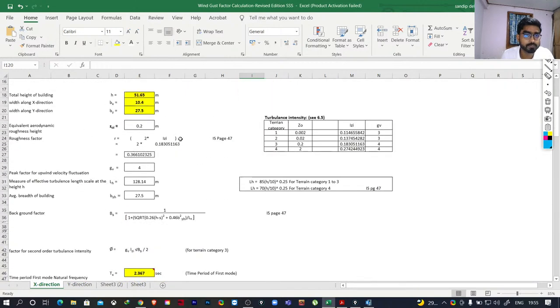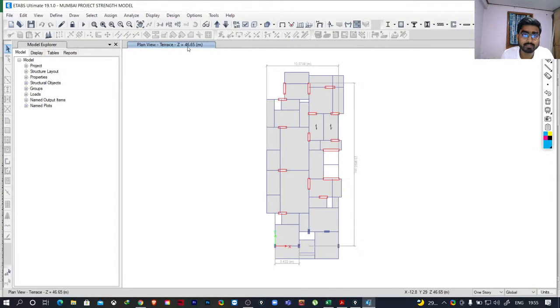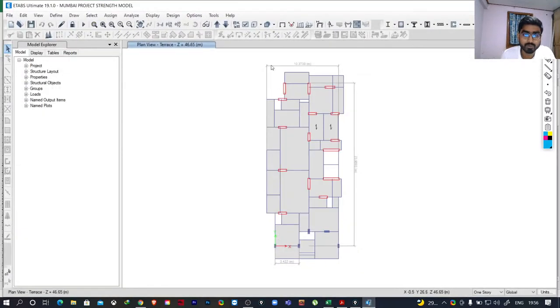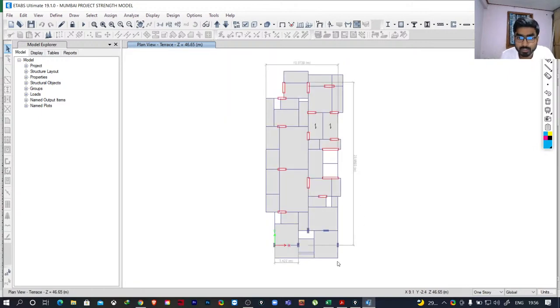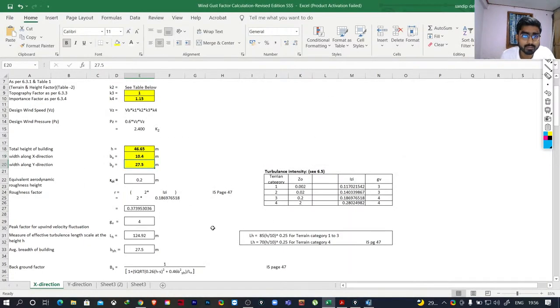And here at the top, these yellow cells we have kept for the input. So height of the building, rather than considering the total height, I will consider up to this 46.65. Let me write it here, 46.65. And here the BX, as I am finding out the X direction, obviously we need these values. The BX means the dimension along X direction, which is 10.4, and the dimension along Y direction, I think it is not exactly that. Let me see, draw dimension line from here to here, so you can consider as 25.